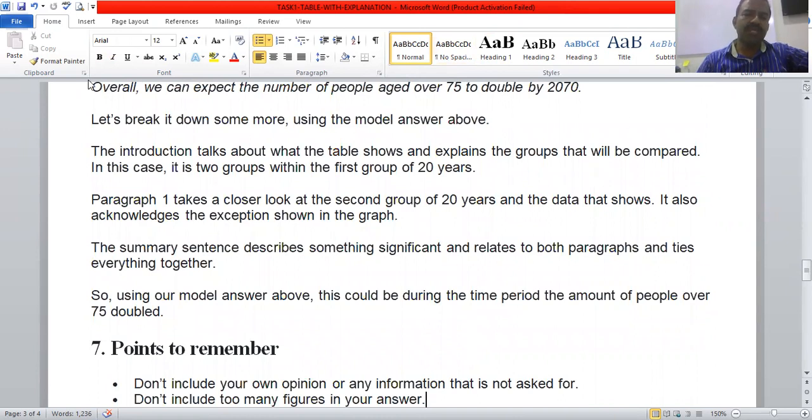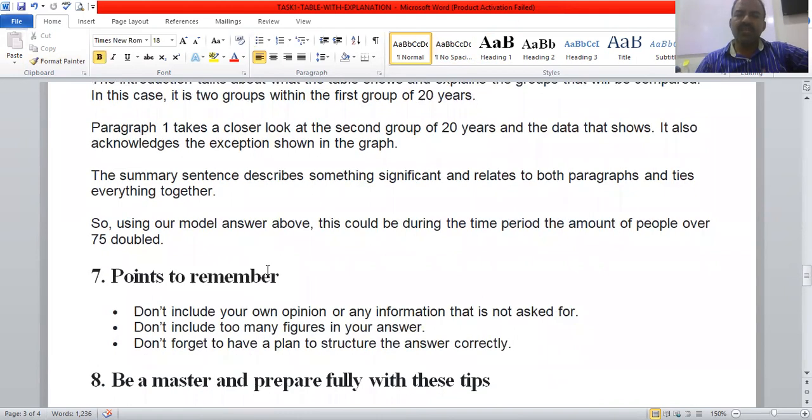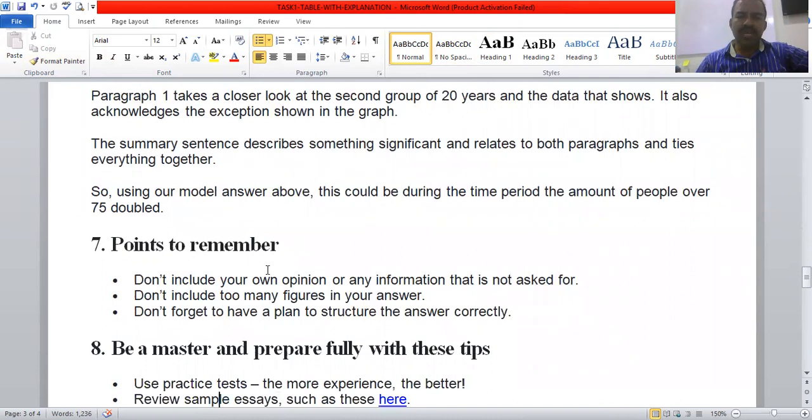So here you can see that there is an introduction and then, of the two groups, the first group. Paragraph 1 takes a closer look at the second group of 20 years and the data that shows. It also acknowledges the exception shown in the graph. The summary sentence describes something significant and relates to both paragraphs and ties everything together. So using our model answer above, this could be: during the period the number of people over 75 years doubled.